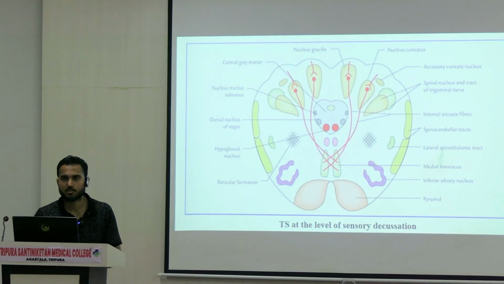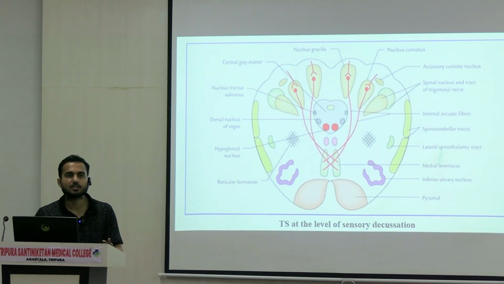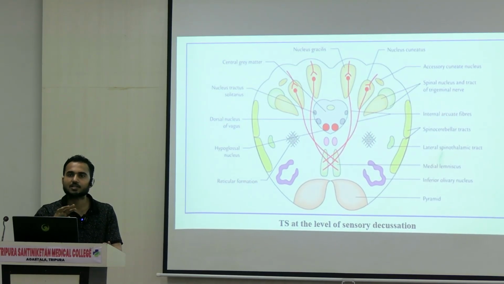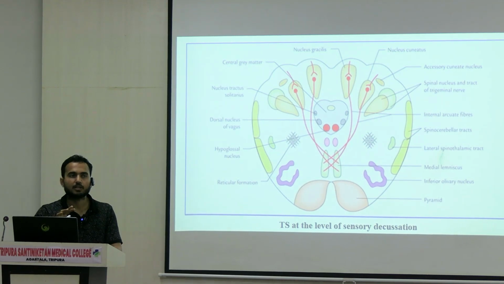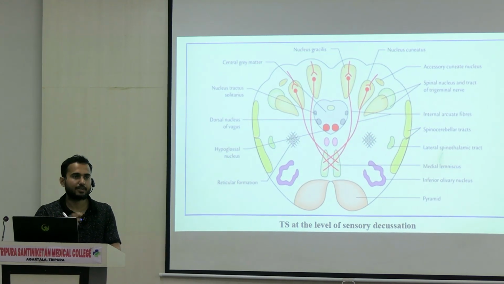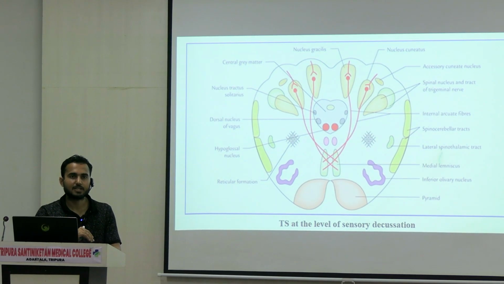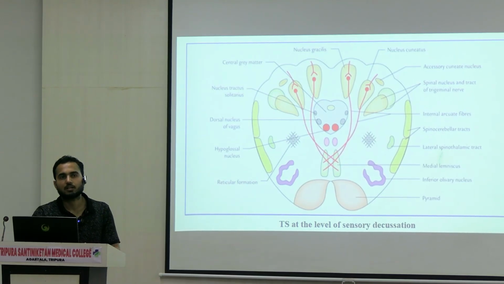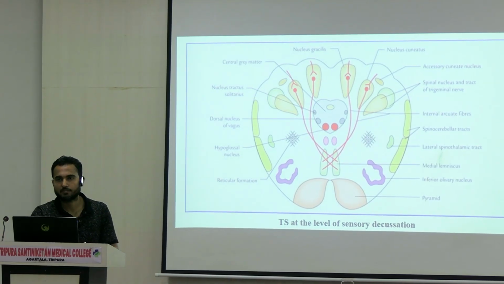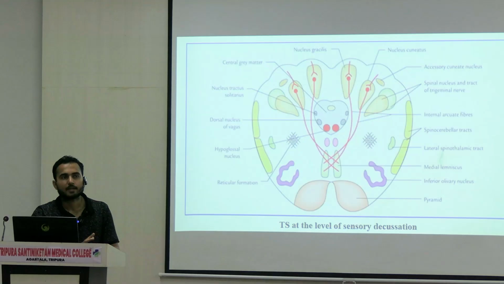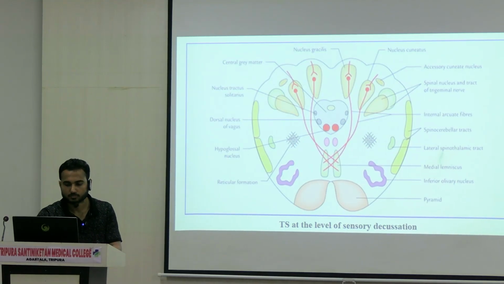This is the representation. So what is the significance? If any damage is there in the lemniscus, depending on which part is damaged, anterior or posterior, the sensation loss will take place, because these are the sensory fibers.